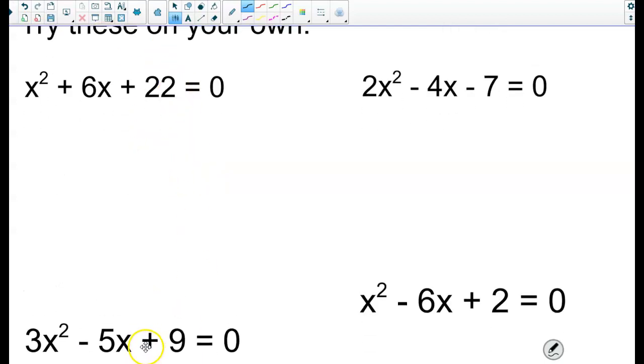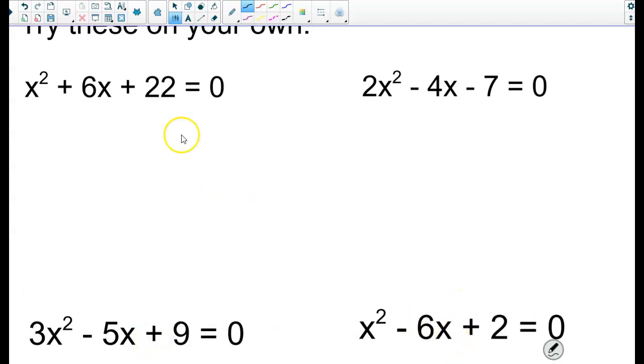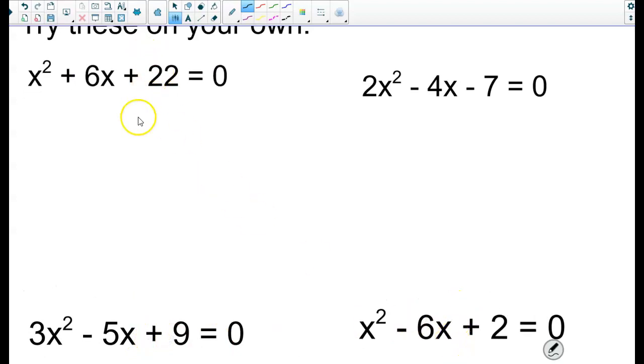And now you can try these on your own. Okay, so if you want to see me go through it, this is what it would look like. A equals 1, B equals 6, and C equals 22.